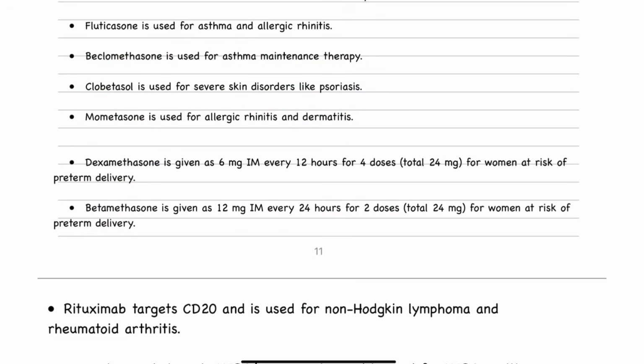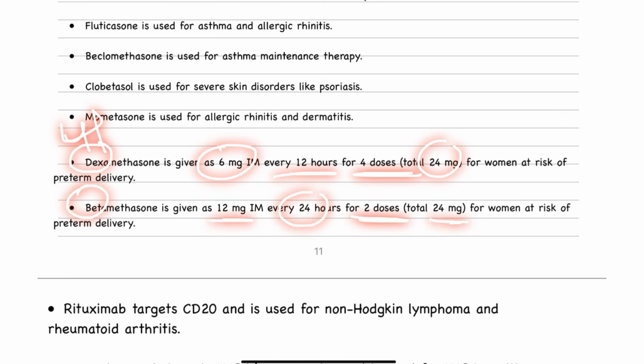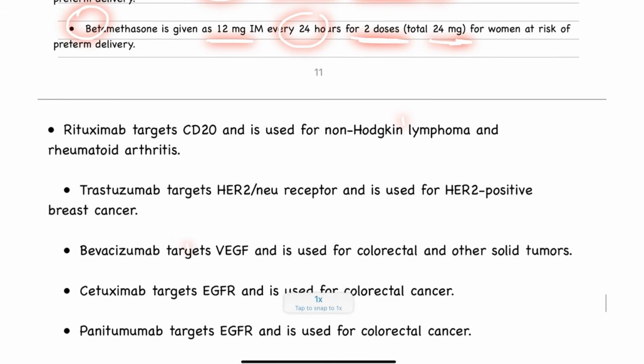And this is a common question that is asked: dexamethasone doses and betamethasone doses for preterm labor. So Dexa, A, B, C, D. So this is a 4. We are going to give 4 doses of 6 mg every 12 hours. Okay, total 24 mg. D for 4, so 4 doses will be given. Beta, A, B, only 2 doses for lung maturity, every 24 hours. 12 mg is given. Total 24 mg. Okay, these are the doses.